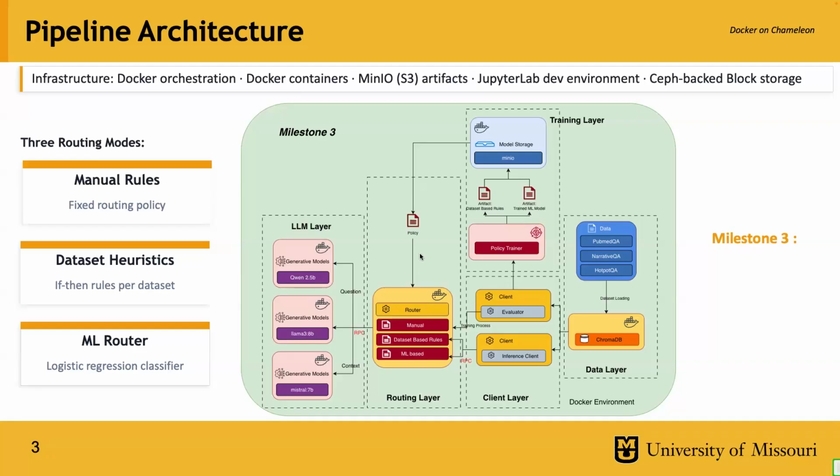We moved into 3 different routing modes, which is manual, where you select, this is my dataset, which model to choose to generate answers. Then we used a dataset based router, and then we used a simple ML based router.